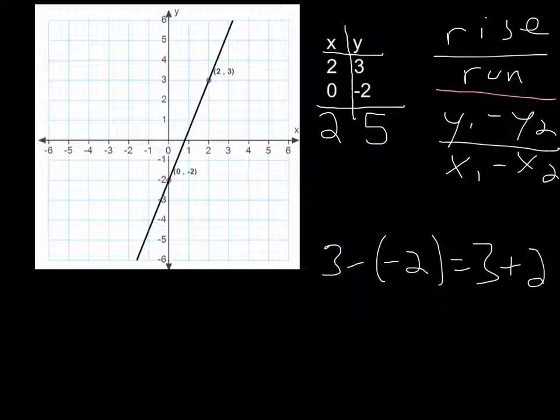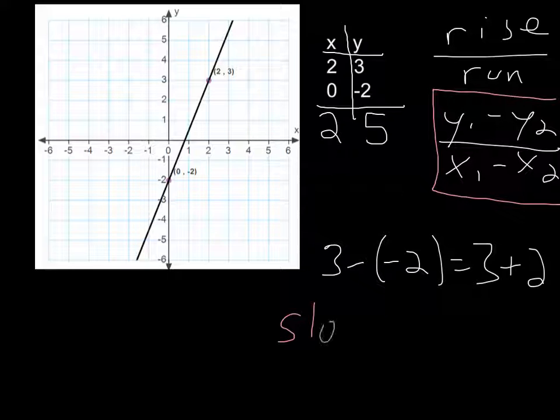Now we take the difference in the y's and put it over the difference in the x's, and we get slope equals 5 over 2.